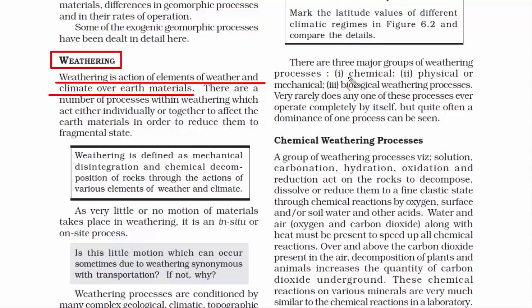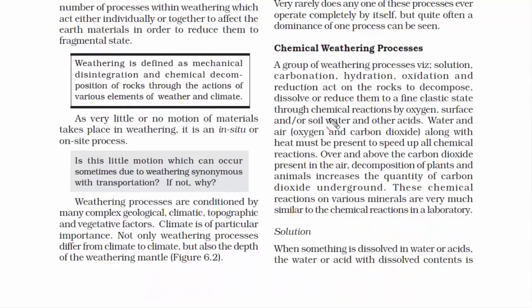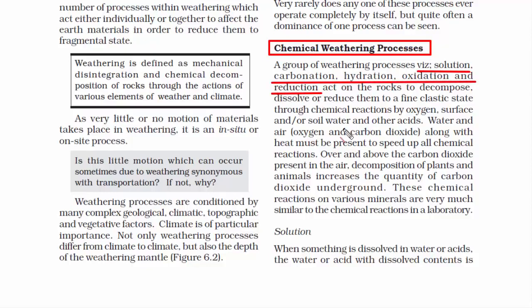Now weathering is of three types. They are chemical weathering, physical weathering, and then there is biological weathering. Let's read about each one of them. The first one is chemical weathering processes. By the term you can figure out that there is some chemical change that takes place in this form of weathering. Now what are those chemical changes? Rocks go through solution, carbonation, hydration, oxidation and reduction processes before it gets decomposed.